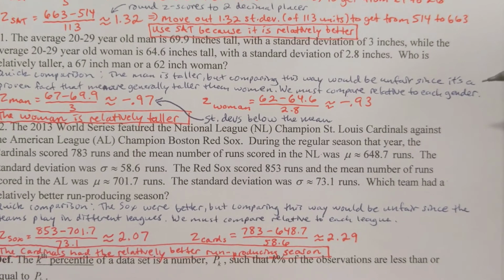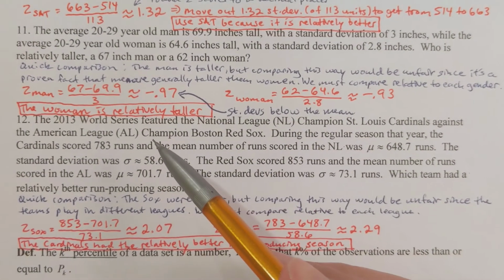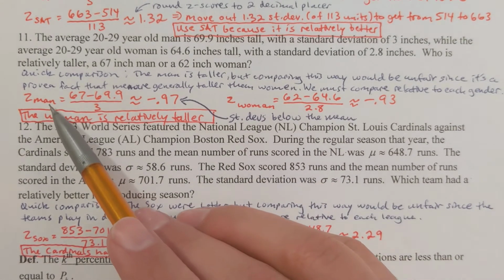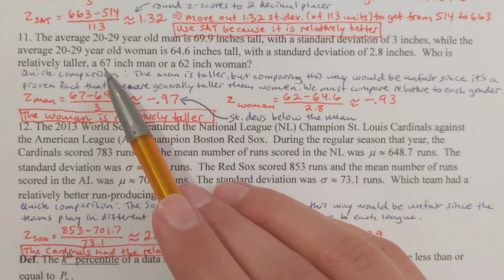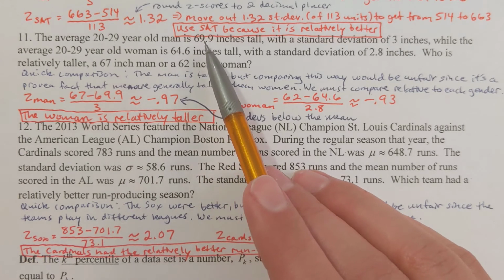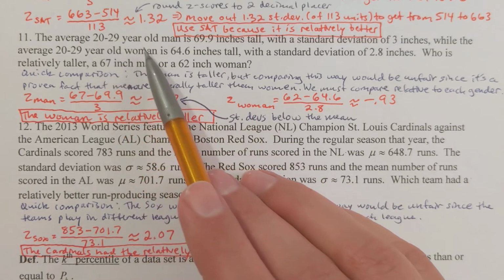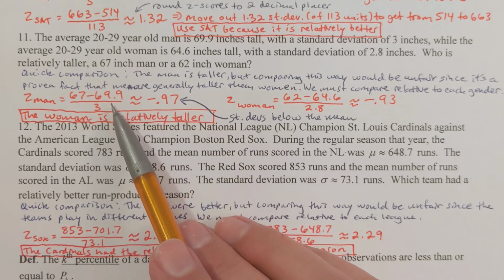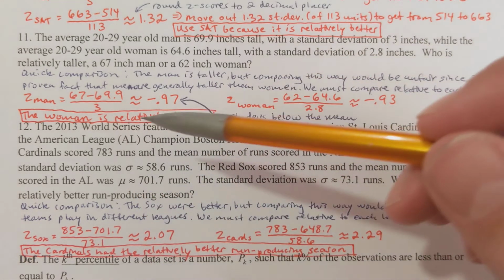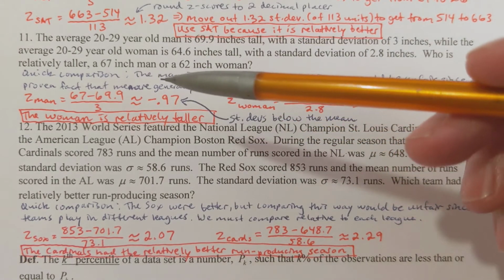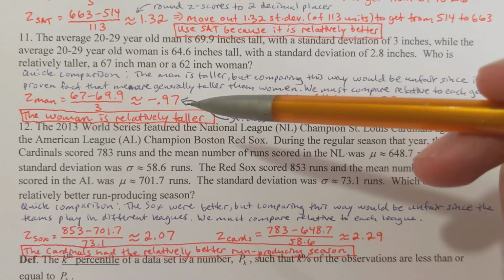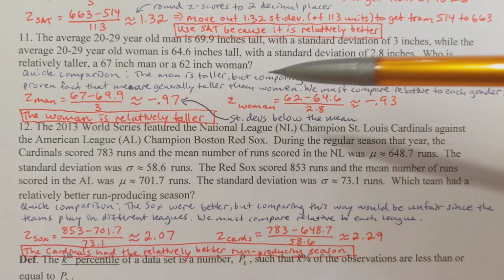Now to do that, we need to compute z-scores, one for the man and one for the woman. The man is 67 inches tall, so that's my x value. And 69.9 inches is the average for this age group, and the standard deviation is 3 inches. So when I compute 67 minus 69.9 divided by 3, I get approximately negative 0.97.